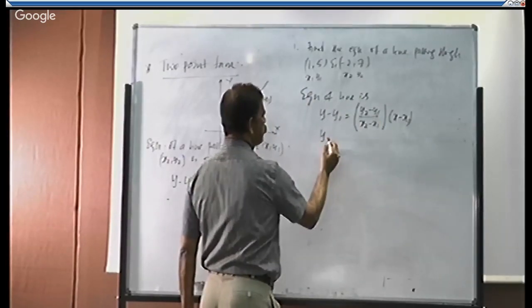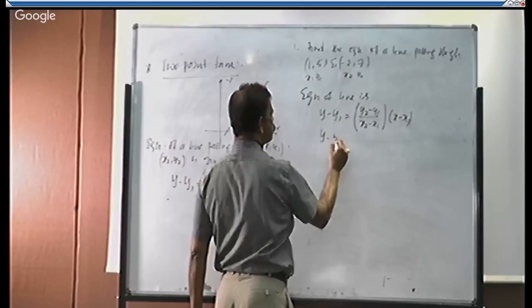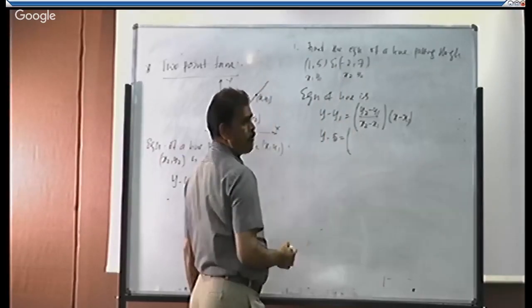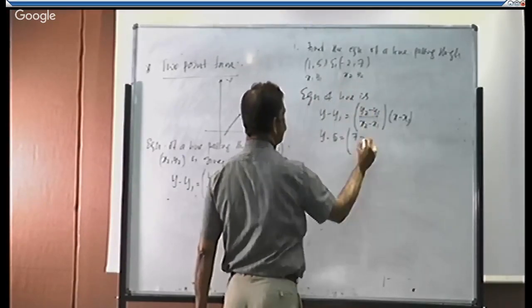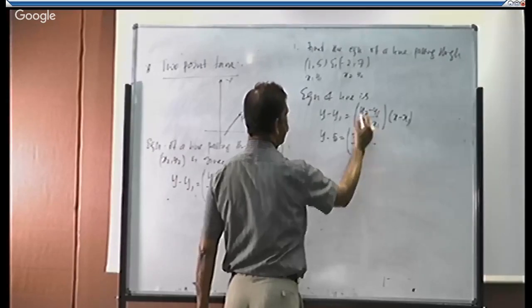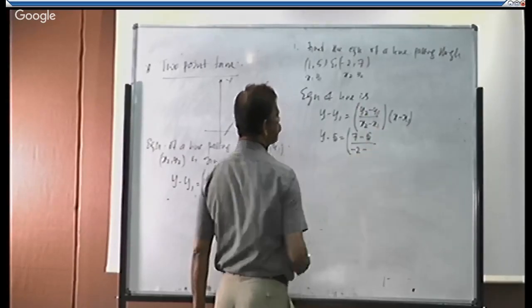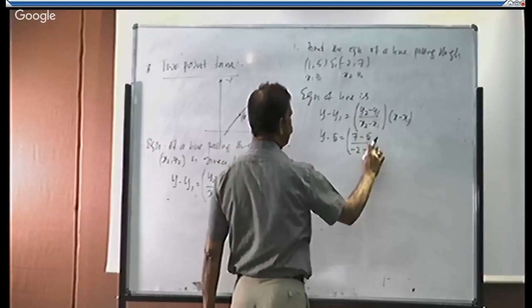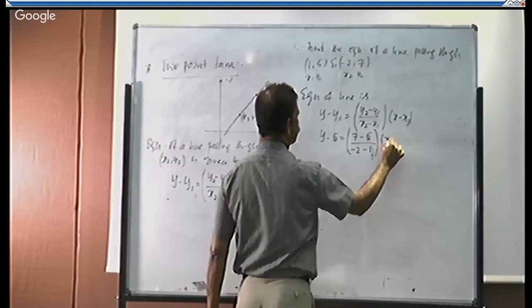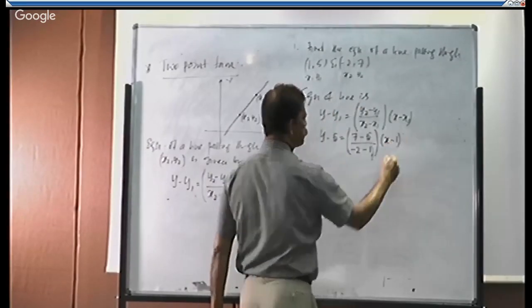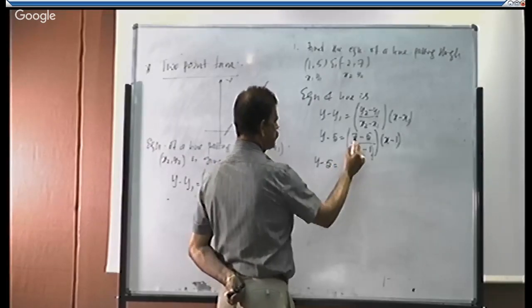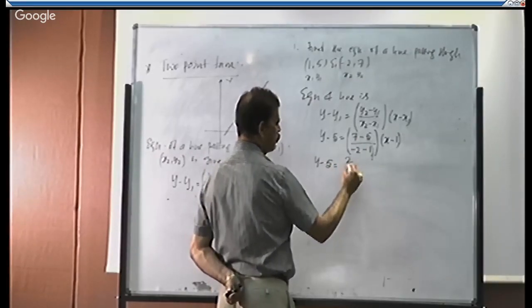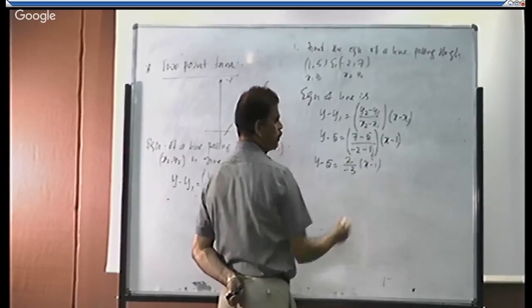y minus, what is y1? y1 is equal to 5, is equal to y2. y2 is what? 7 minus y1. y1 is what? 5, divided by x2. x2 is what? Minus 2 minus x1. x1 is what? 1. 1 into x minus x1. x1 is 1. y minus 5 is equal to 7 minus 5, that is 2, divided by minus 2 minus 1, that is minus 3, into x minus 1.